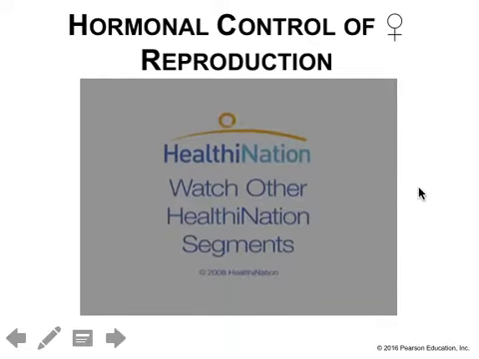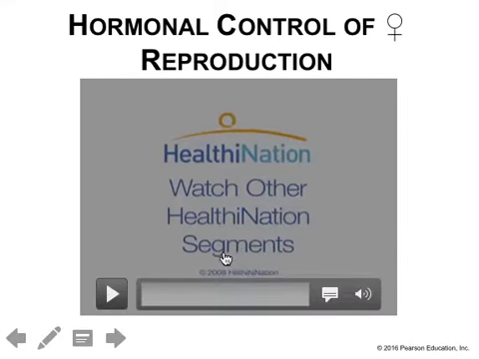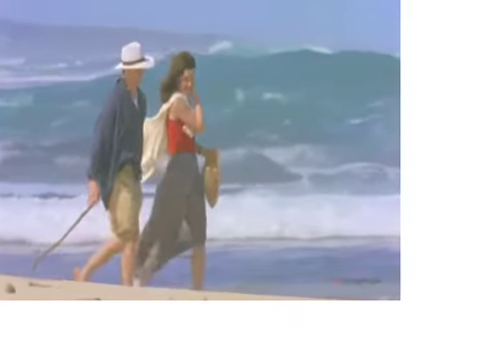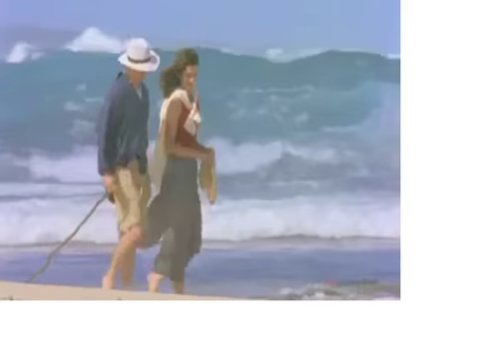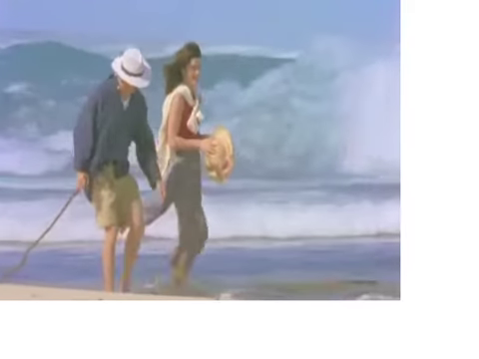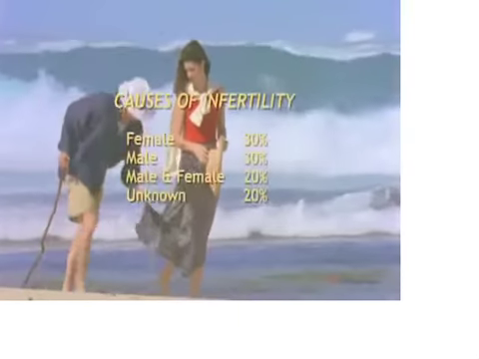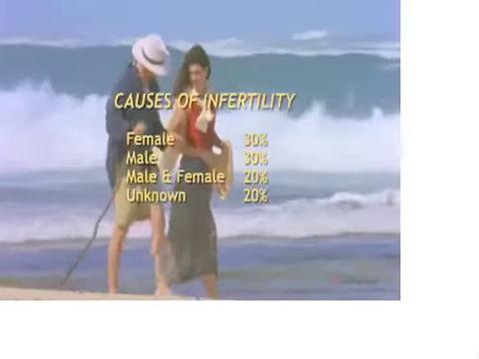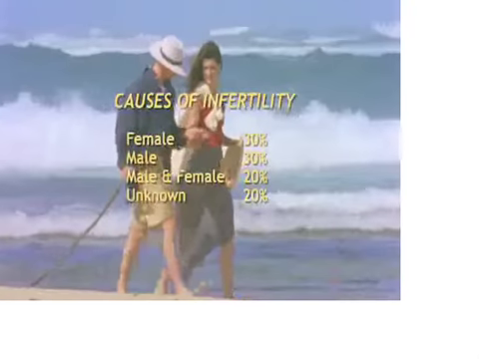And this is a look at the hormonal control of reproduction. To understand the various ways that medical science can assist reproduction, it is important to understand how the reproductive system functions in both sexes, because the cause of infertility often lies equally with both men and women.